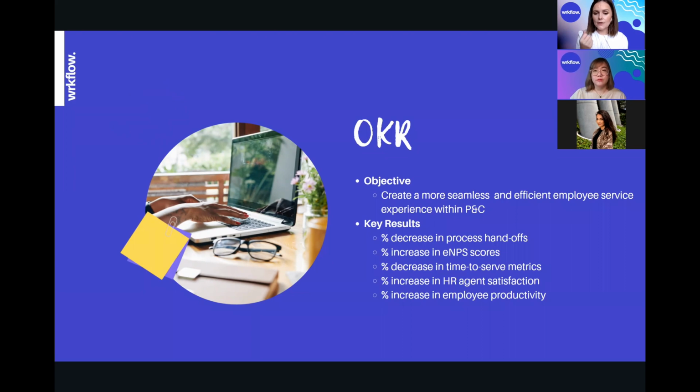So, for example, if the objective is to create a more seamless and efficient employee service experience within people and culture or within HR, what are the key results we're expecting to see in order to achieve that objective? So your objective is the overall objective of the business case, and you're detailing what the key results are. This is something that you can look back on as a measure of your success to say, okay, we set out with a target of decreasing process handoffs, increasing the eNPS scores, decreasing the time to serve metrics. These are all things that you can quantify very easily, and they support that overall objective. So it just seems a little bit more legit for people that are maybe a bit more numbers focused, or they want to make sure that we're seeing an ROI as quickly as possible.